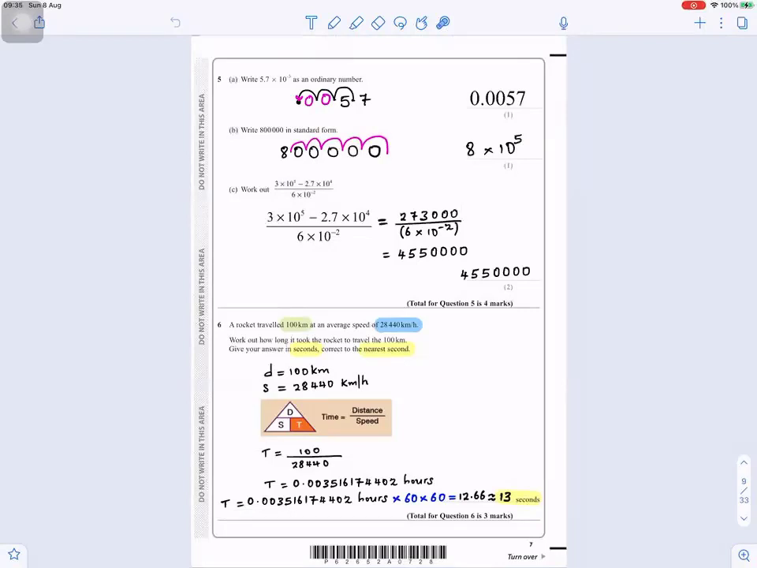Work out that. So you put it in your calculator. The numerator will give you 273,000. And then you divide by the denominator, you get 455,000.